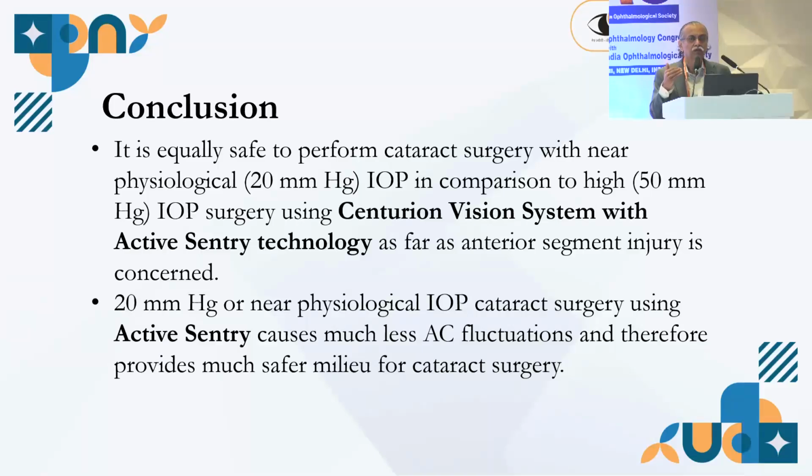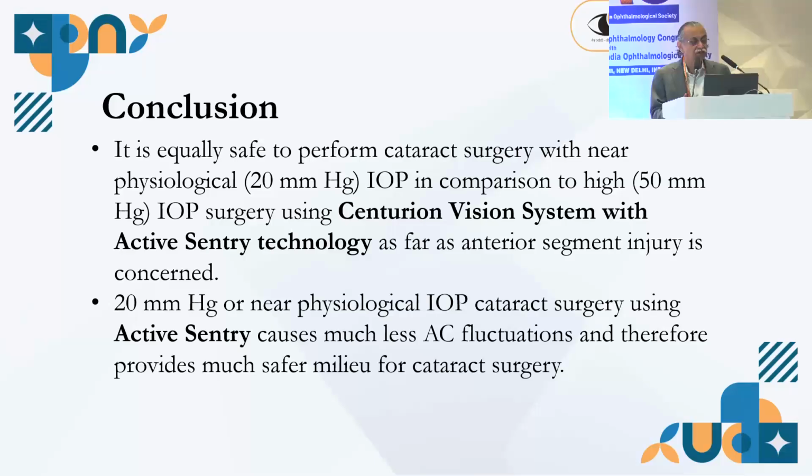So what we feel is that when we lower the IOP, we are worried that we'll get surge. Here the situation is different. You can safely do surgery with 20 IOP. Now it is not possible to use 20 IOP in all the patients, but you can say most of the patients. So conclusion: it is equally safe to perform cataract surgery with near physiological or 20 millimeters IOP in comparison to 50 in the Centurion vision system with Active Sentry technology.